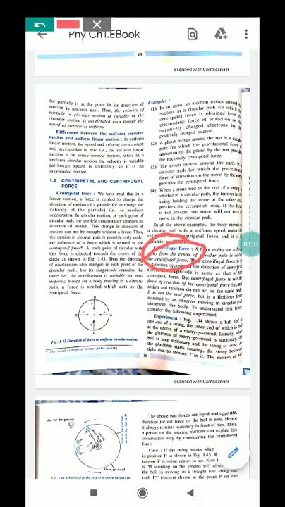A bucket containing water can be swung fast in a vertical plane without letting the water fall. This is because the weight of the water in the bucket is balanced by the centrifugal force acting outwards.